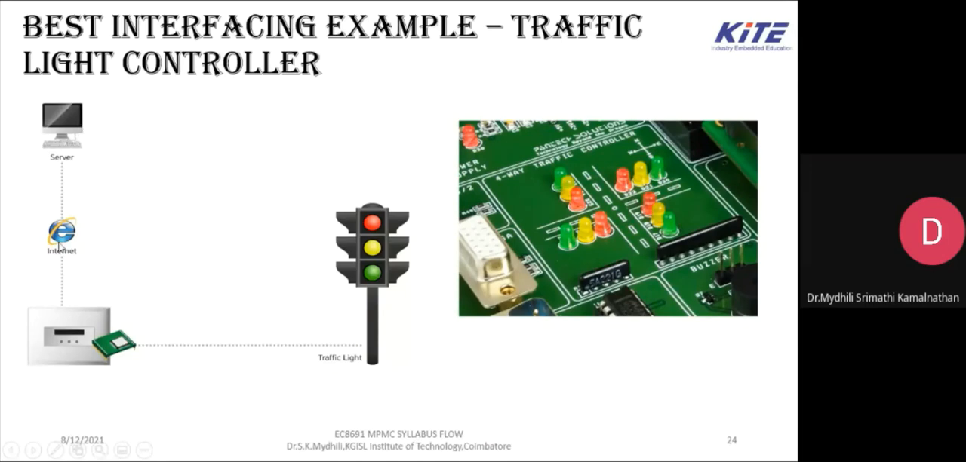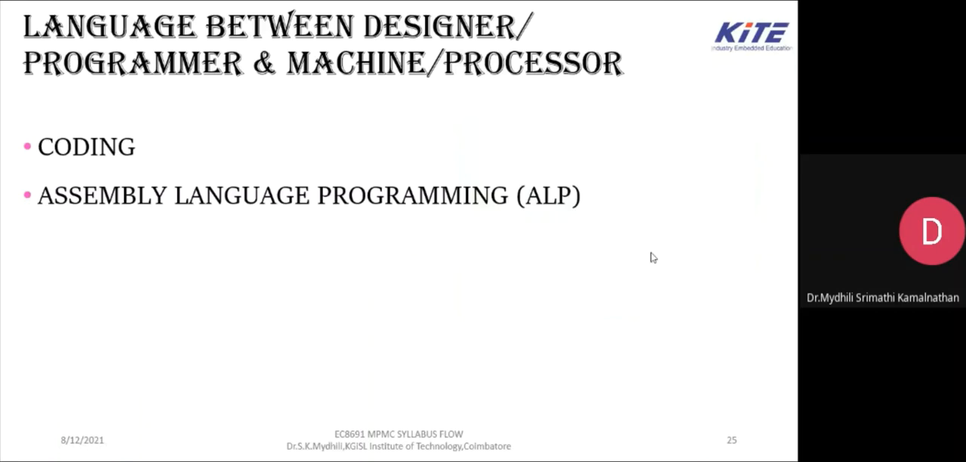From the server, through the internet, some processing is done which controls the traffic light. This is the traffic light pattern which is available in the trainer kit, which you will see in the lab experiments, right? And what is the language between the designer and the program?